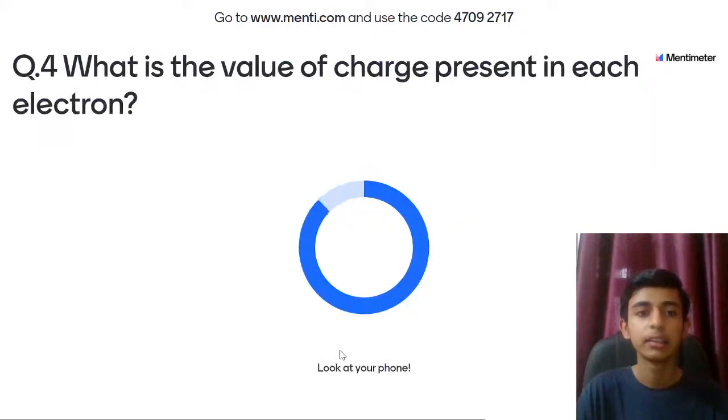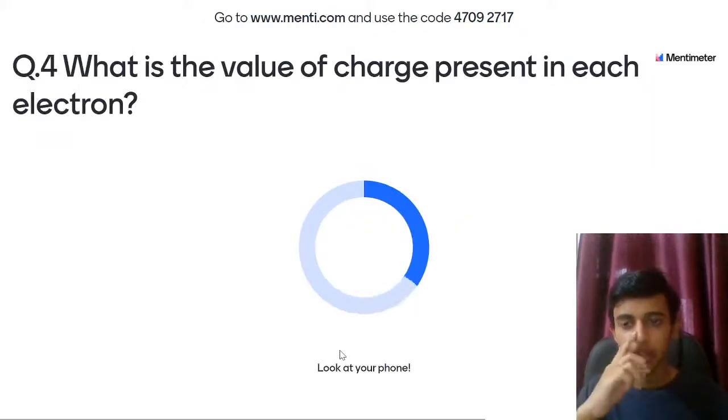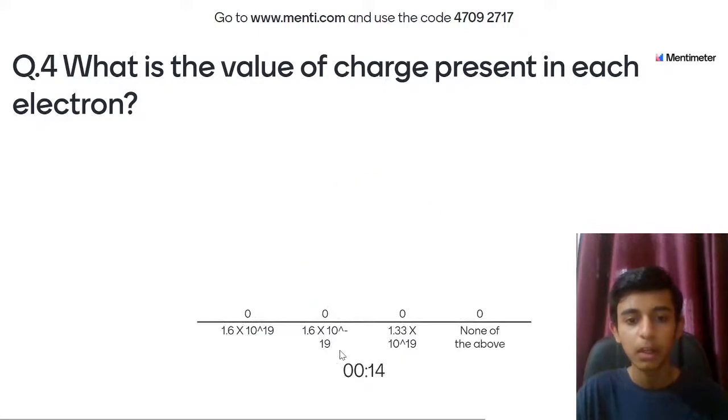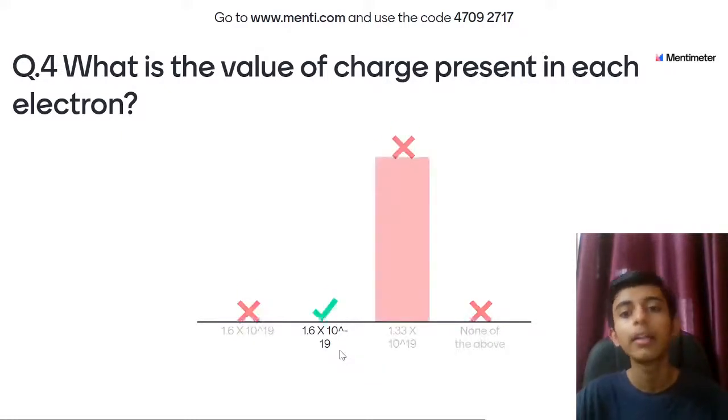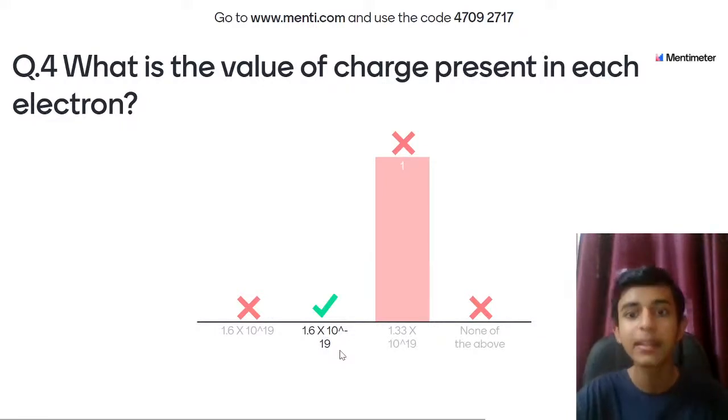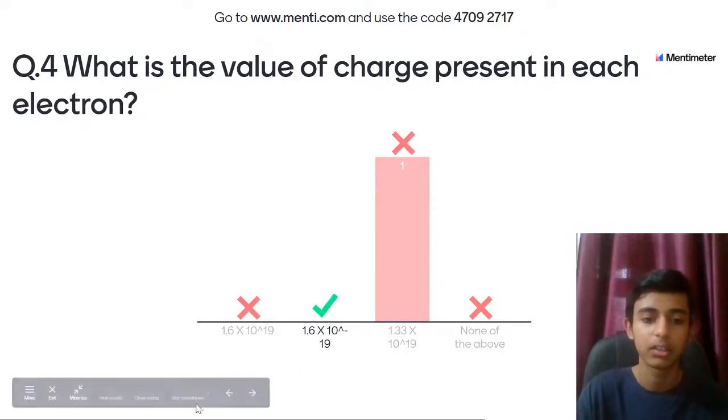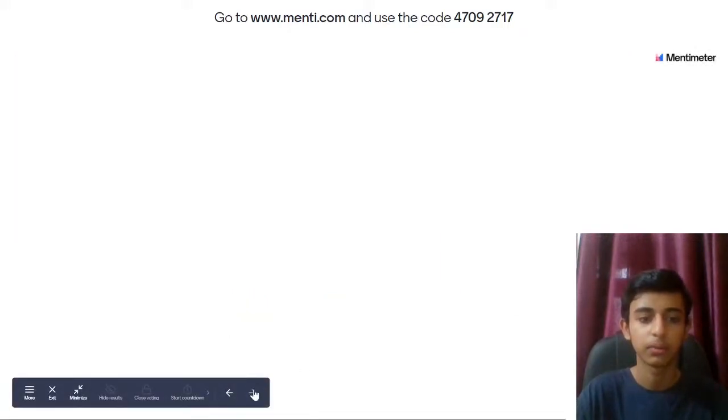Answer fast. What is the value of charge present in each electron? 1.6 into 10 to the power 19, 1.6 into 10 to the power minus 19, 1.33 into 10 to the power 19, none of the above. Quickly. I told you in the session only, it is 1.6 into 10 to the power minus 19. We did the numerical. Really, it means you're not paying attention. Strange. Let's move ahead.